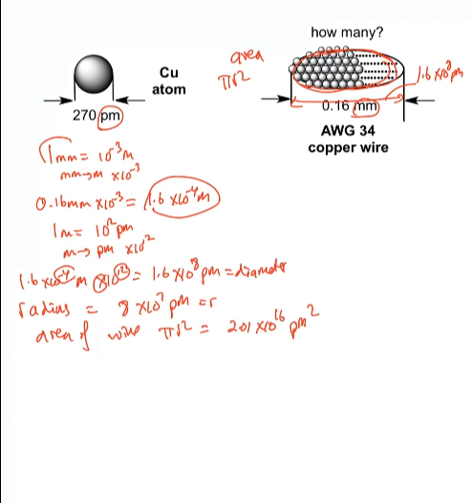And again, you notice we did this stepwise. We converted millimeters into meters and then meters into picometers. Again, you could have done it directly. You don't need to do it stepwise this way. So that's the area of the wire.